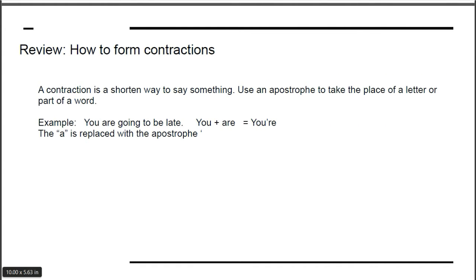How to form contractions. Again, a contraction is a shortened way to say something. Use an apostrophe to take the place of a letter or part of a word. For example, you are going to be late. You can combine you and are to equal you're. You take away the A and R and add an apostrophe to make it one word.